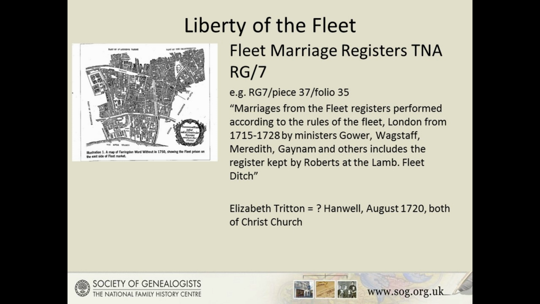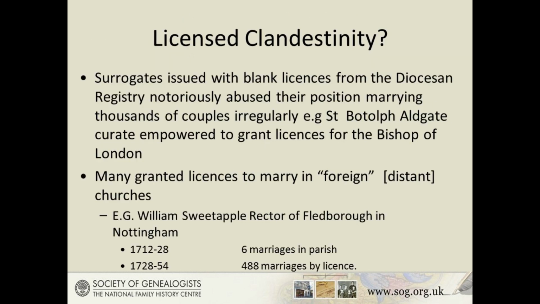For example, RG7, piece 37, folio 35, includes marriages from the Fleet registers performed according to the rules of the Fleet, London, from 1715 to 1728 by ministers Gower, Wagstaff, Meredith, Gaynham and others, and include the registers kept by Roberts at the Lamb, Fleet Ditch. This register includes a note of the marriage of Elizabeth Tritton to a Mr Hanwell in August 1720. Both came from Christchurch.